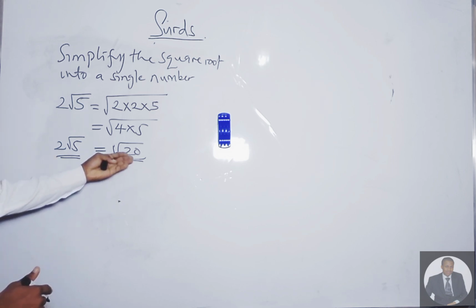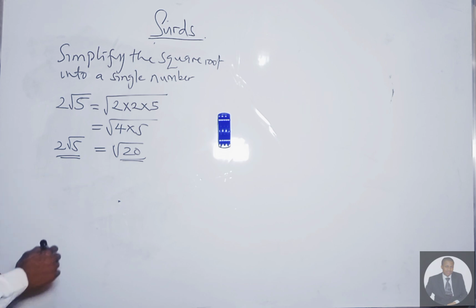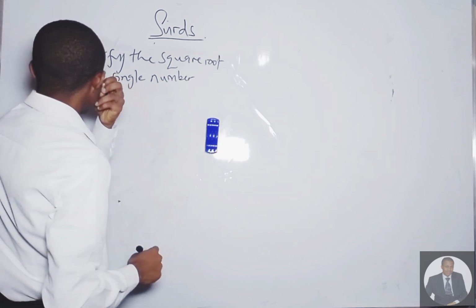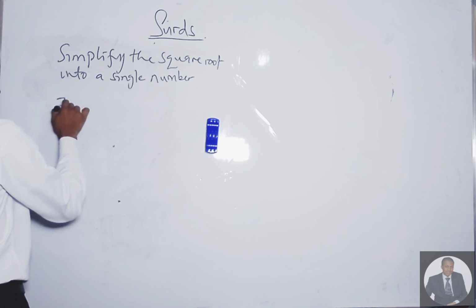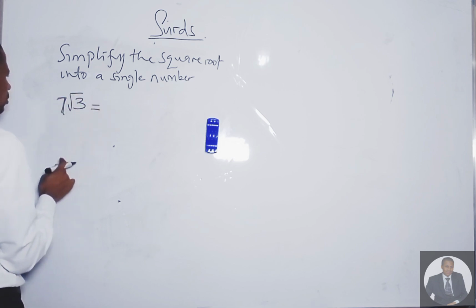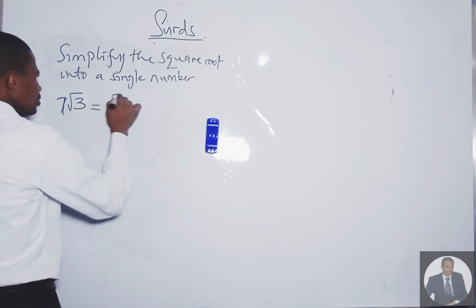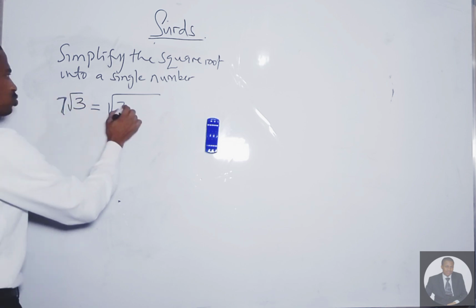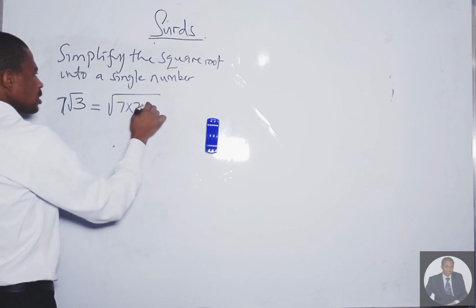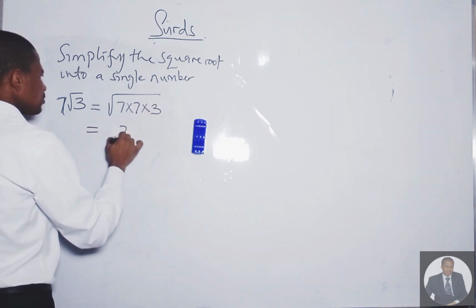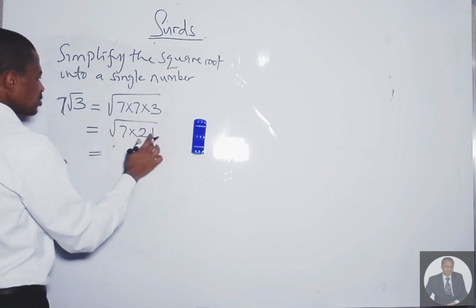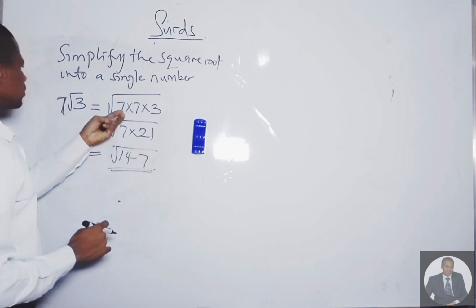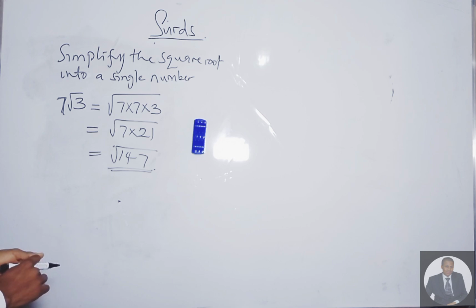If we simplify this further, we get this. Another question is, if we're given something like, simplify the square root into a single number, we have 7 root 3. How do we do this? To get into a single number, we just say this 7 has been, they found the square root of a particular number to give us 7. So what we do is that we expand the 7. 7 times 7 times 3. We can say 7 times 7 is 49, or say 49 times 3. This is what we have.